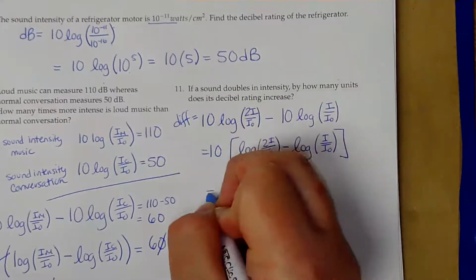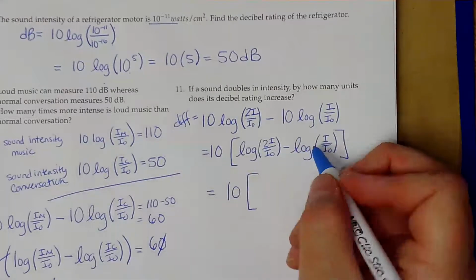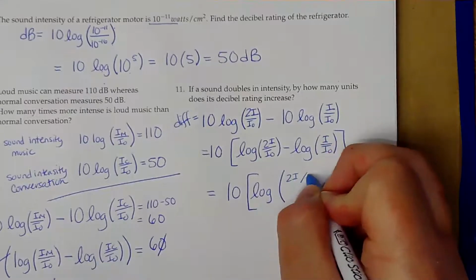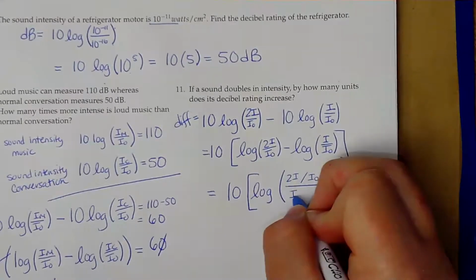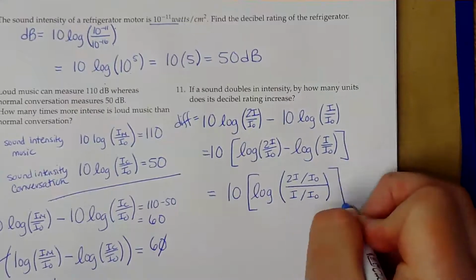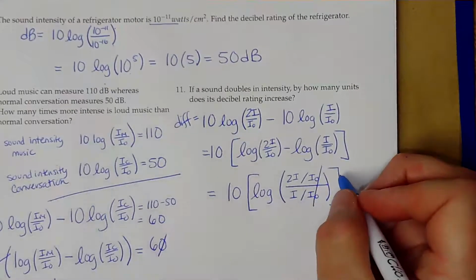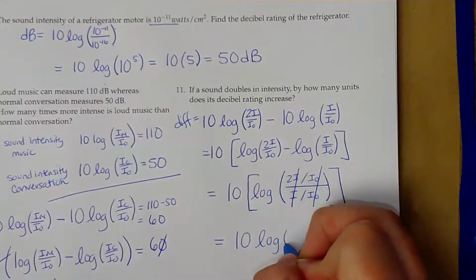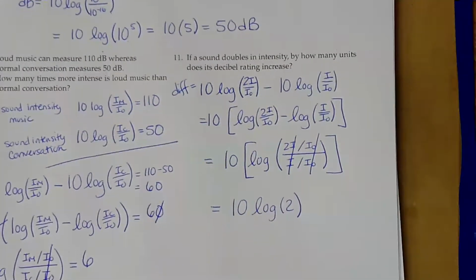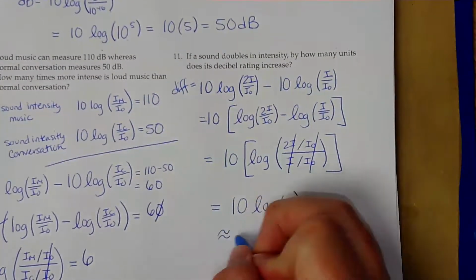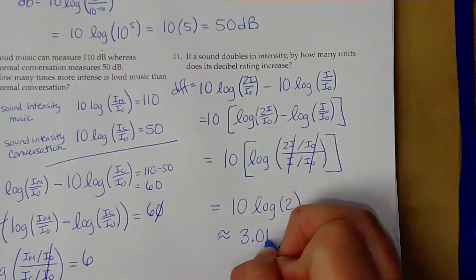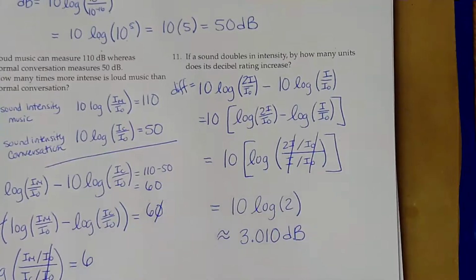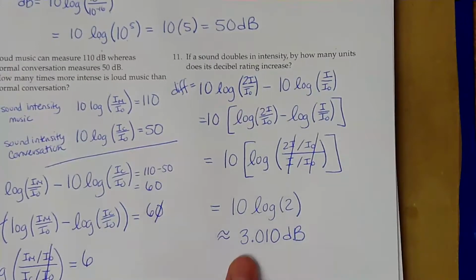We'll simplify that again. I have 10 times, and I'll use that law of logs to combine those and simplify: 10 times the log of 2I over I naught divided by I over I naught. Those I naughts cancel, and these I's cancel. So I'm left with 10 times the log of 2. If I put that in my trusty calculator, I find that that is about 3.010 decibels. So if a sound doubles in intensity, its decibel rating is going to increase by 3.